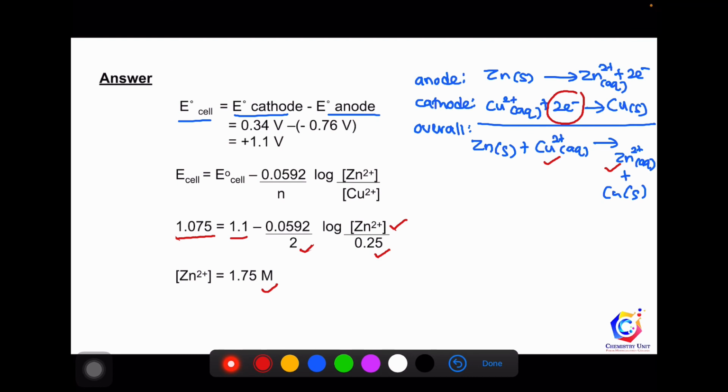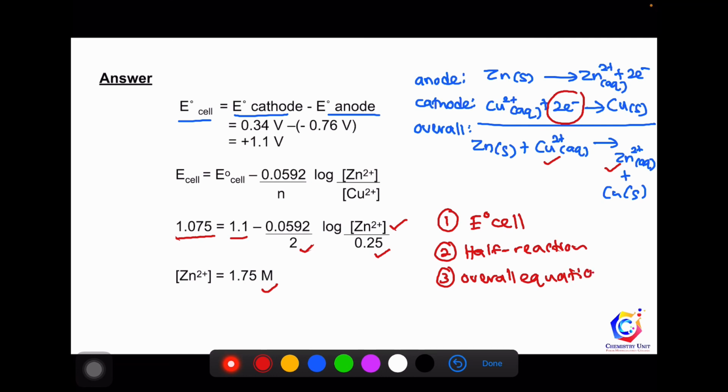A quick tip to answer Nernst question is that always prepare your E naught cell value. Number 2, your half reactions, and as well as the overall equation. This is important since in the Nernst equation we require the E naught cell value, and from the half equations we are able to find out the value of N, and from the overall equation we will be able to see the products and reactants raised to their stoichiometric coefficient. Here the stoichiometric coefficient is actually 1.